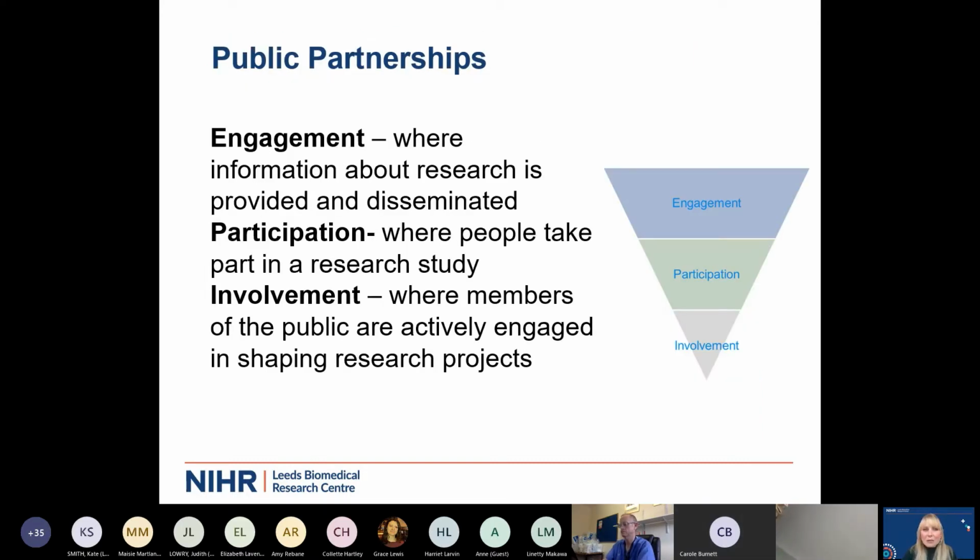So we will be talking about public partnerships today, and this is an umbrella term that we use for all activities which involve members of the public. And there are three distinct areas in which we involve members of the public in research, and they are engagement, participation and involvement. And as you can see from this triangle, that's a visual representation of the different amounts of people we generally involve in those different areas. So engagement, we involve a lot more people in than our involvement activities.